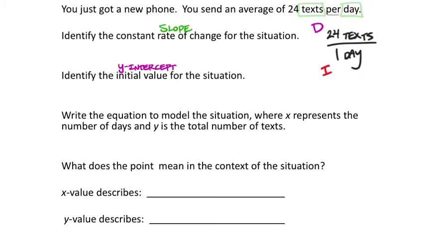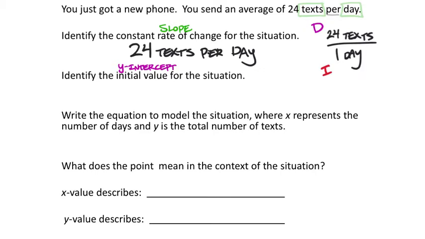Okay, so we can put this in right now. The rate of change, 24 texts per day. You could show that as a fraction if you'd like. And I believe on the assignment for this one, you just put 24. You don't have to write in texts per day, but it's important that you understand that it is 24. Why is that important? Because this third part here, write the equation to model the situation, is going to ask us to write the equation right there, right?